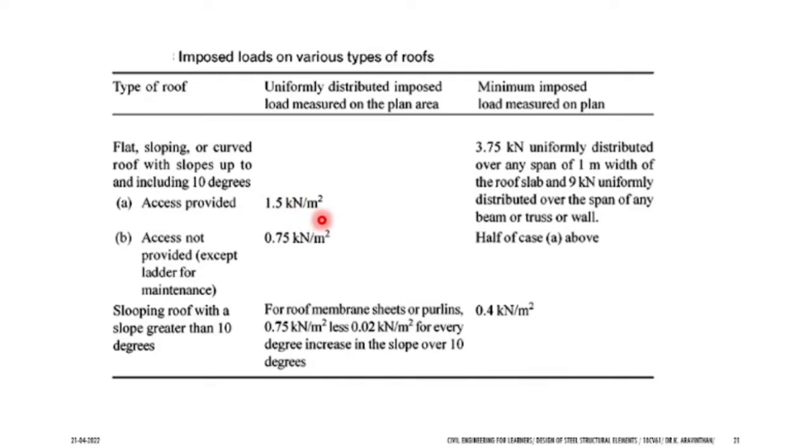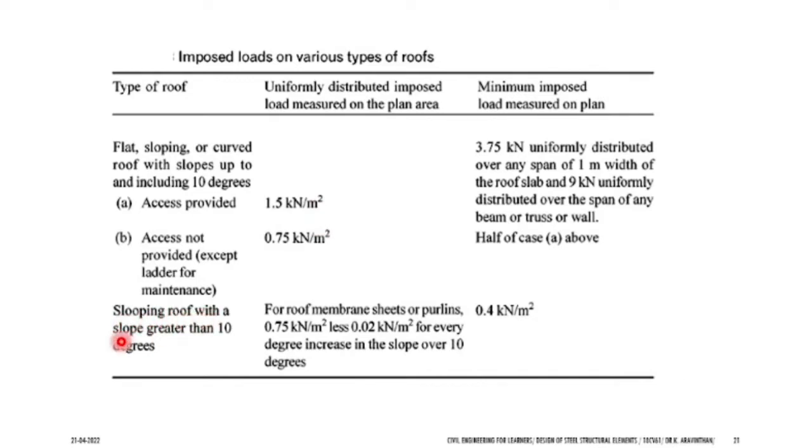Even though you will not have the live load on the roof, you should take the roof finish, which will be there. You will be finishing with tiles. Roof tiles, separate tiles are available, and you will be pasting those roof tiles in that area. For that purpose, how much load do you have to consider? 1.5 kilonewton per meter square. And if access is not provided, nobody is going to move on the roof, you have to consider 0.75 kilonewton per meter square. These are the two conditions.